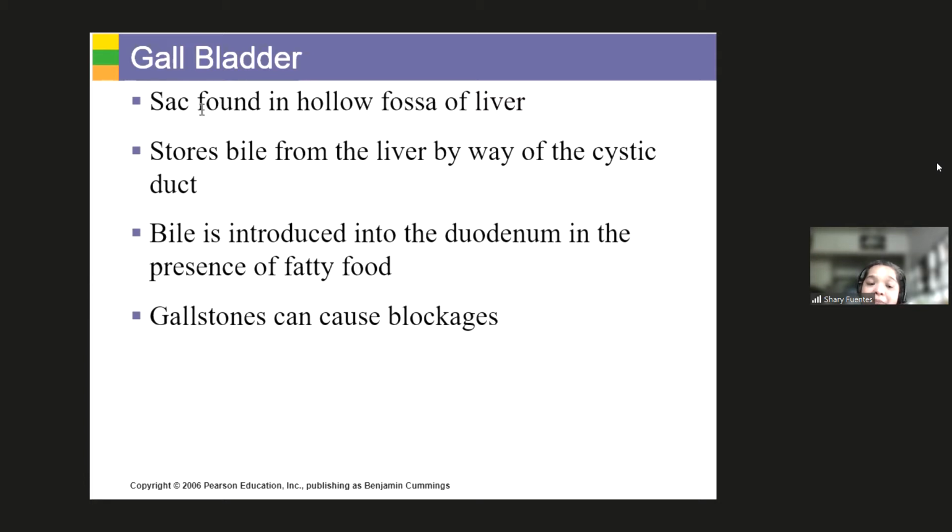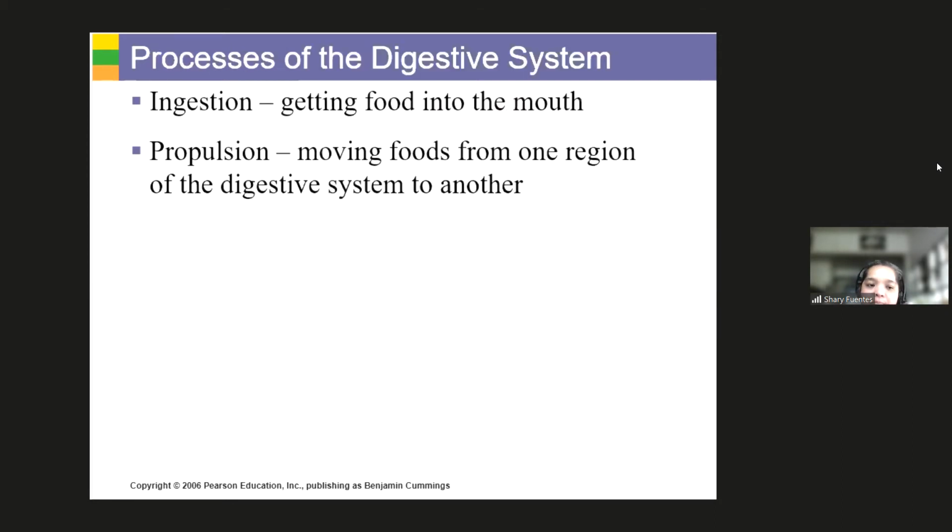Kung wala ka nang gallbladder, asan i-store si bile? So wala. Okay? So magiging issue sa inyo ang digestion of fats. Okay? So we have been here processes of the digestive system. We have ingestion, and when I say ingestion, it's just simply kaon ka. You take in food into your mouth. Then propulsion is you move the food from one region to another hanggang makadaan siya sa buong alimentary canal. Okay? So that's propulsion. And the movement is known as your peristalsis or peristaltic movement. Okay? So ito yung nangyayari natin.